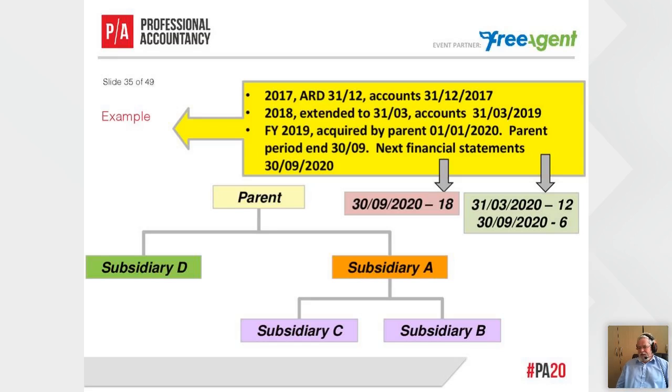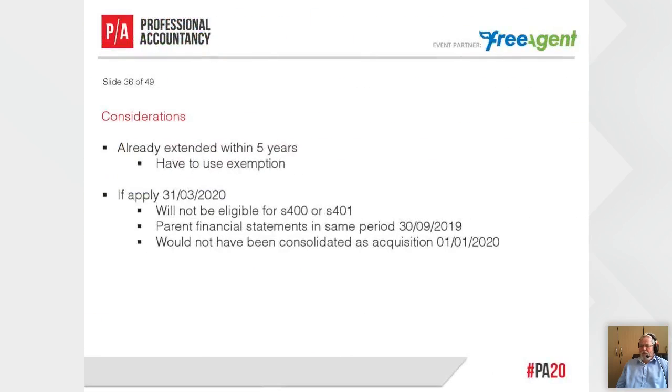But the problem here is that A has already extended its accounting period in the last 5 years, and therefore it is limited in its ability to do so in this particular example. So having already extended, in the next 5 years it would have to apply the provisions within the Act to get an extension out to the 30th of September 2020.